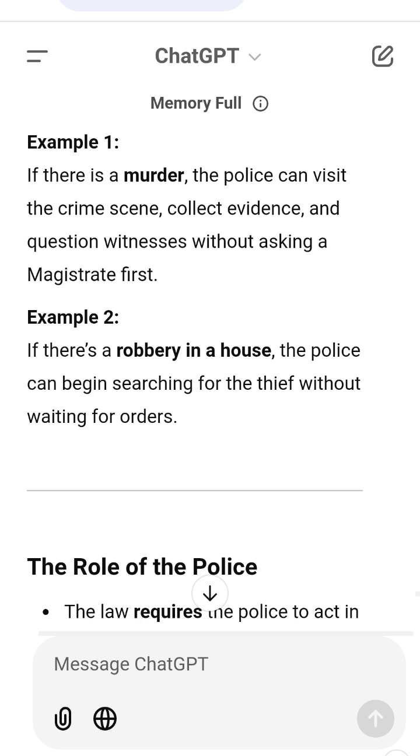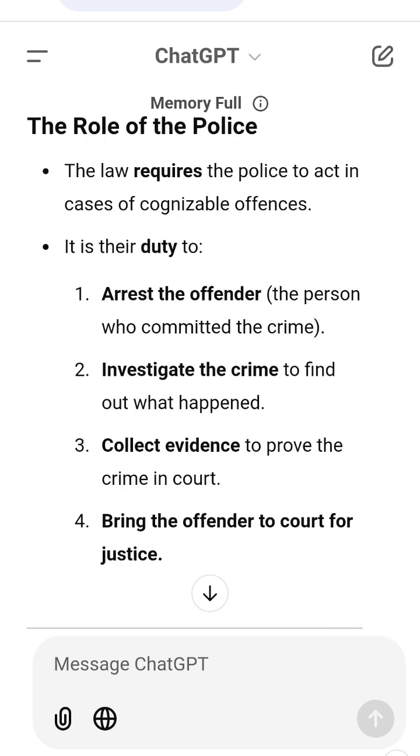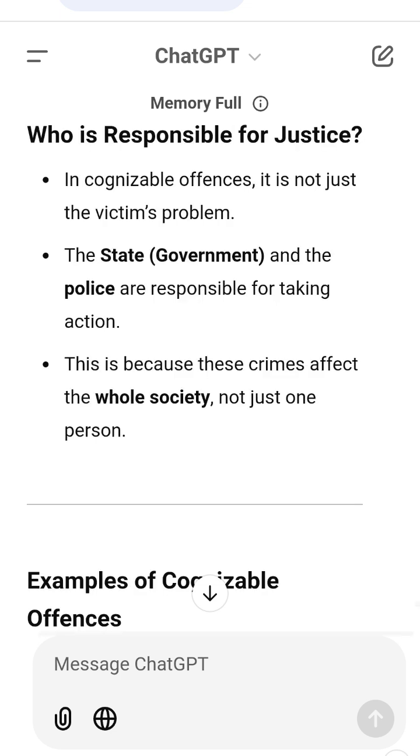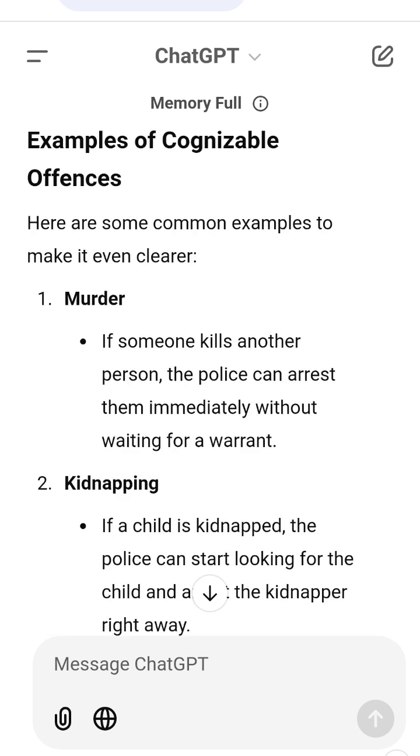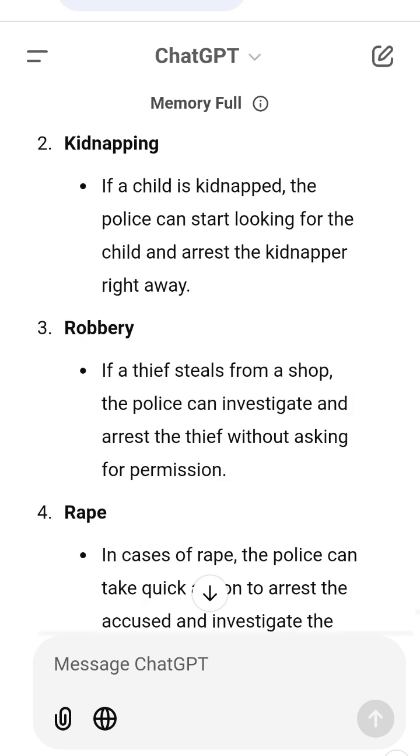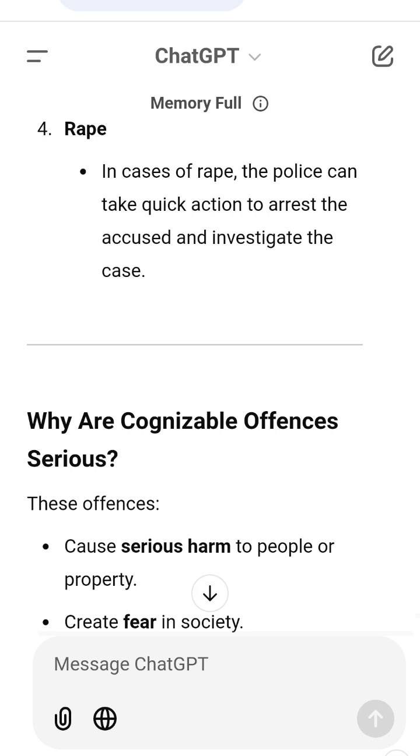Why are cognizable offences serious? These offences cause serious harm to people or property, create fear in society, and need immediate action to prevent further harm. How is justice ensured? The police take action quickly by arresting and investigating. The court then decides if the accused is guilty and what punishment they should get.